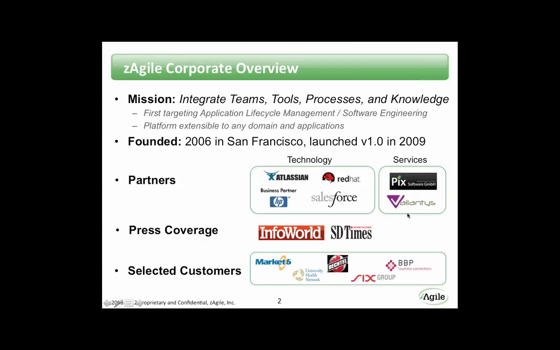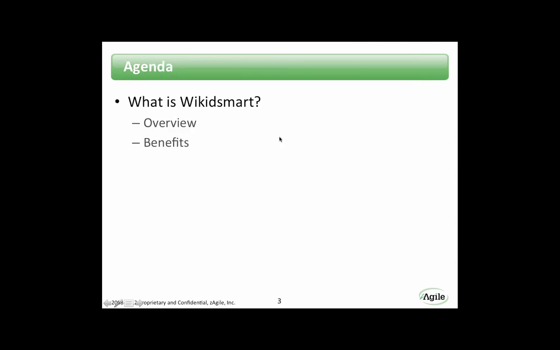So first, a little bit about the company, Zagile. Our mission is to integrate teams, tools, processes, and knowledge. We started off with software engineering, but as you're going to see, the platform expands to any domain. Founded back in 2006, I'll let you glance at our partners and selected customers. I would particularly like to point out some pretty nice press coverage we received from InfoWorld and SD Times. You can just Google Zagile and those publications to read those articles.